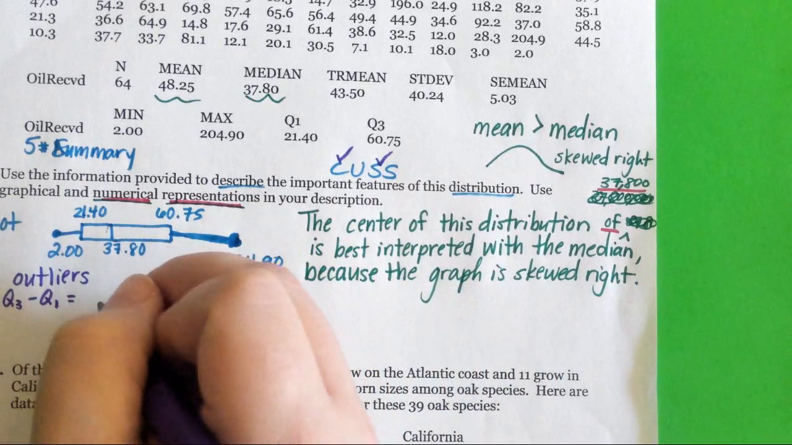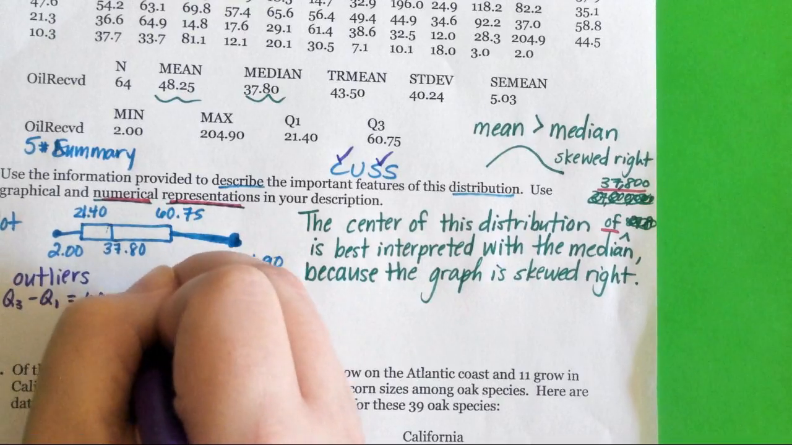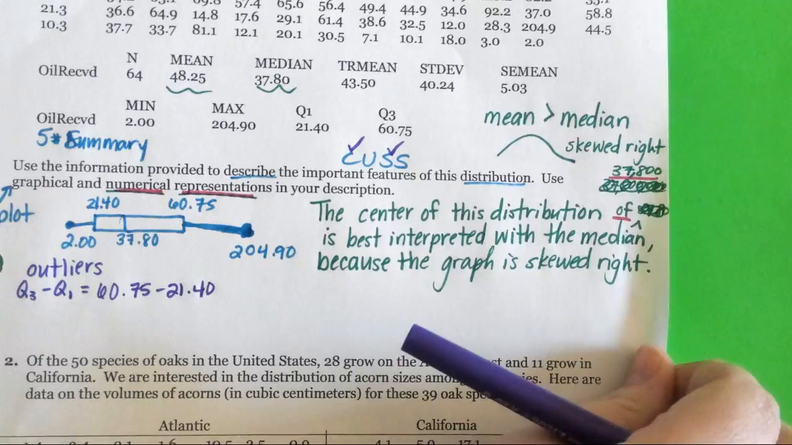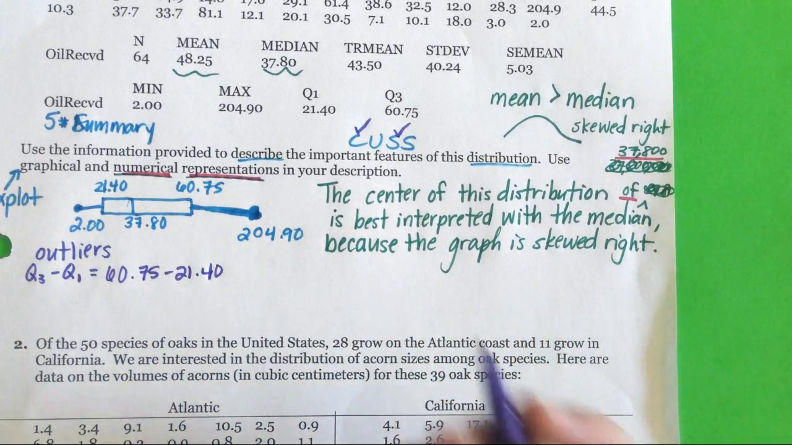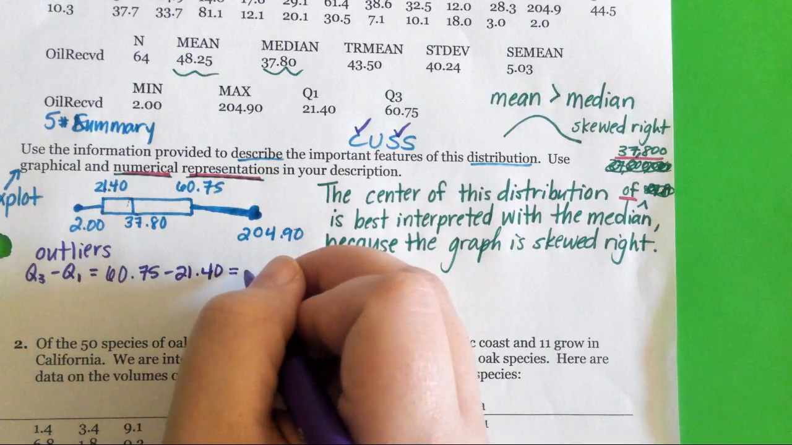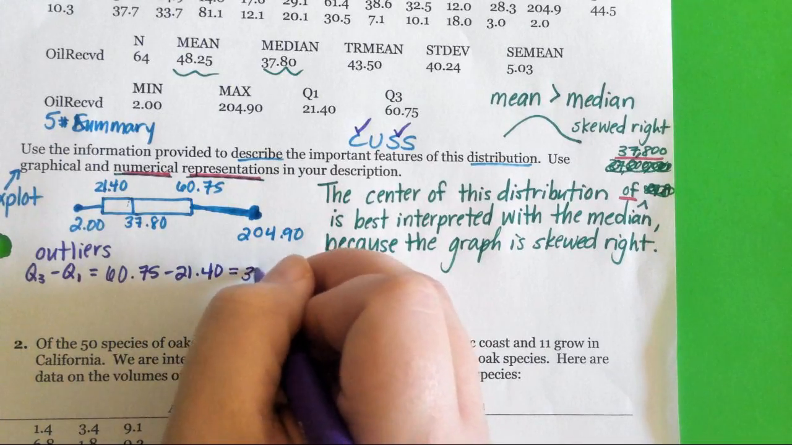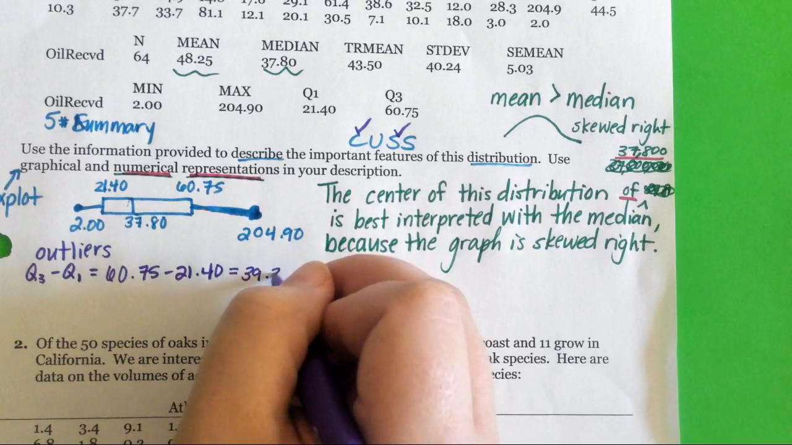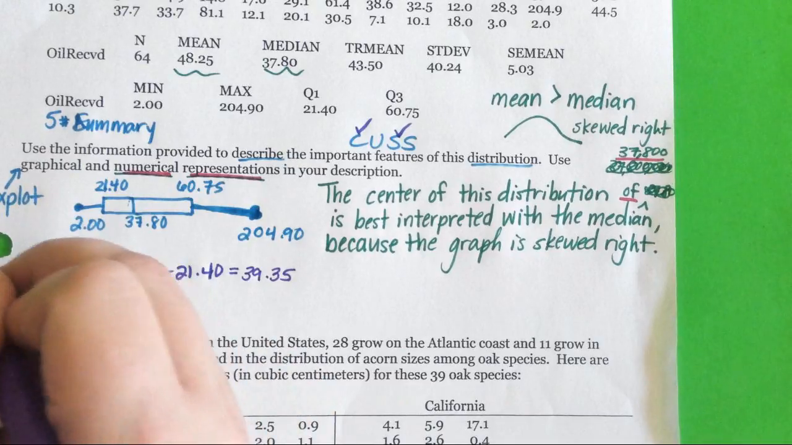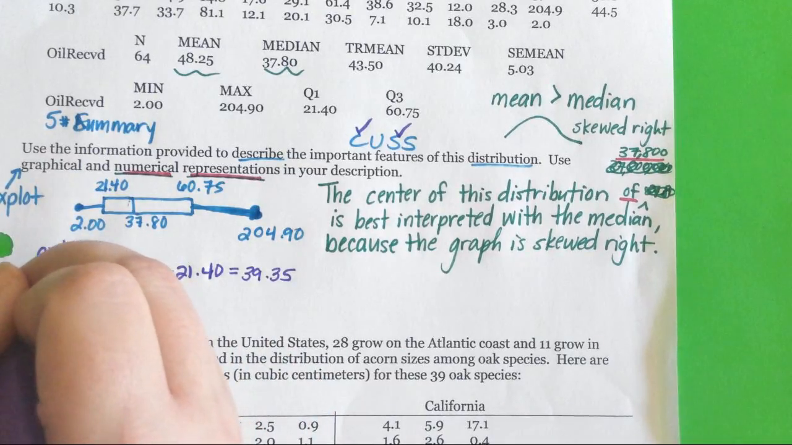So 60.75 minus 21.40, and in real life I wouldn't put this on my paper, but I'm putting this for you so you know what on earth I'm doing. And you get what? Say words out loud. 30.39? 39.35. Okay, that sounds good. So he's found that IQR.